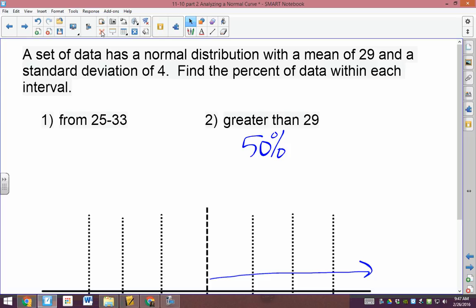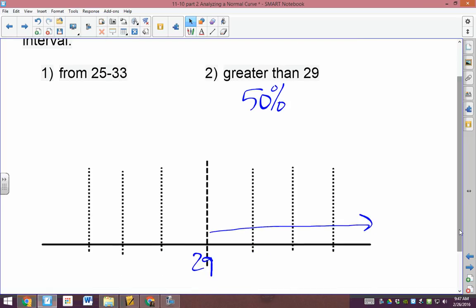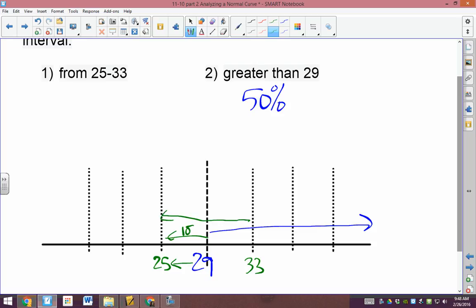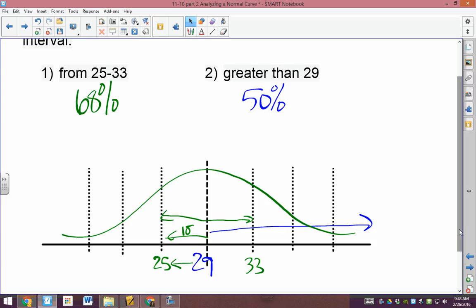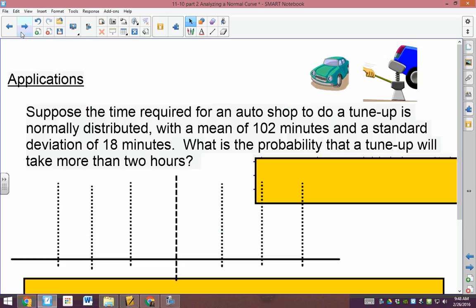All right. And then question 1, we'll go back to. Scored from 25 to 33. So what do you notice about those numbers? Well, they're smaller than 29. Or no, they're between. How much less? 4 in both directions. Oh, isn't that a standard deviation? So 25 would be the label here, and 33 would be the label here because the standard deviation was 4 units. So how much data is contained within one standard deviation? And that's 68%. Yes, it is. So those are pretty easy if you just know those percentages. Feel free to label a curve if that helps you.